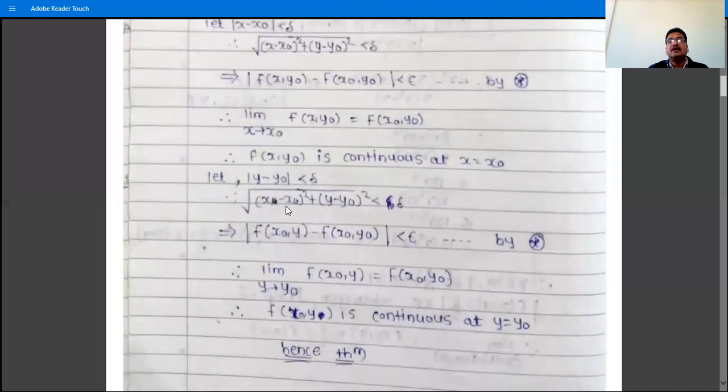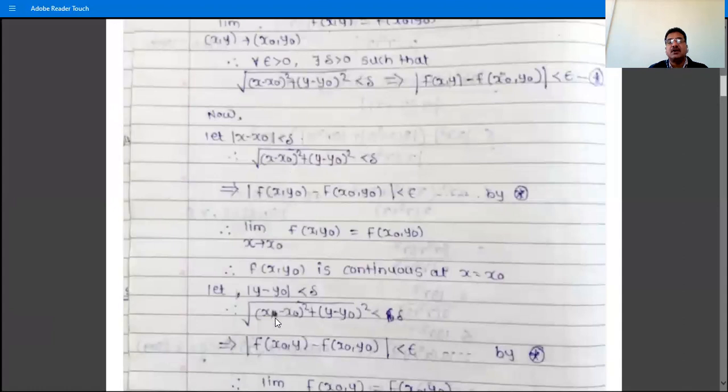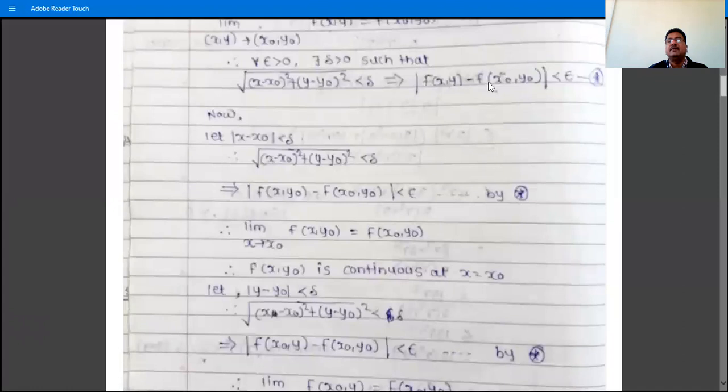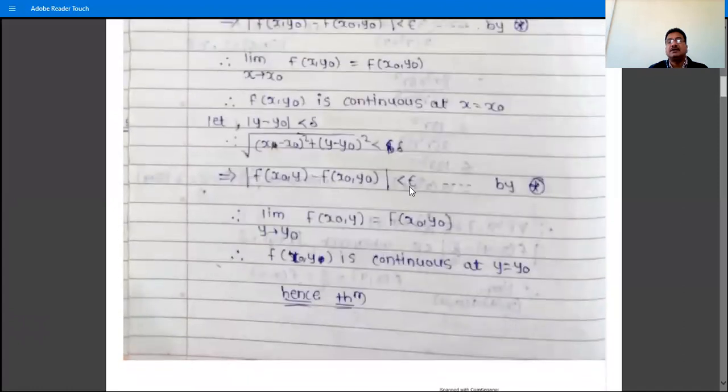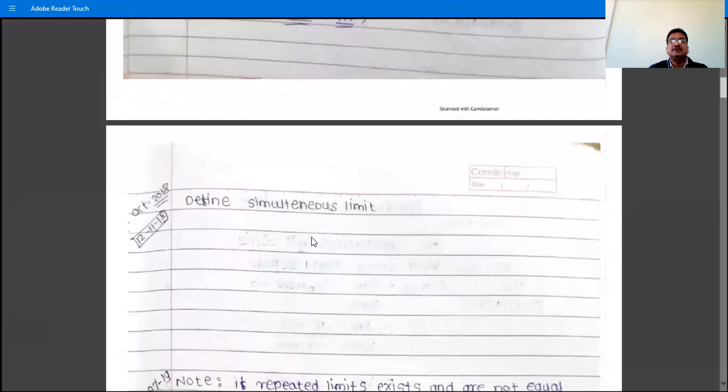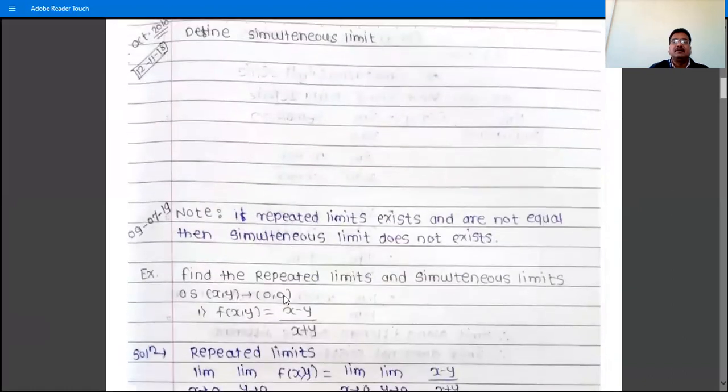So here is x, here is x naught, so just write x as x naught. So what we have is mod f(x naught, y) minus f(x naught, y naught) is less than epsilon. And this means limit y tends to y naught of f(x naught, y) is f(x naught, y naught). And therefore f(x naught, y) is continuous at y equal to y naught, and hence the theorem. So this is an important theorem. Define simultaneous limit, that is the previous definition: limit (x, y) tends to (a, b) of f(x, y).